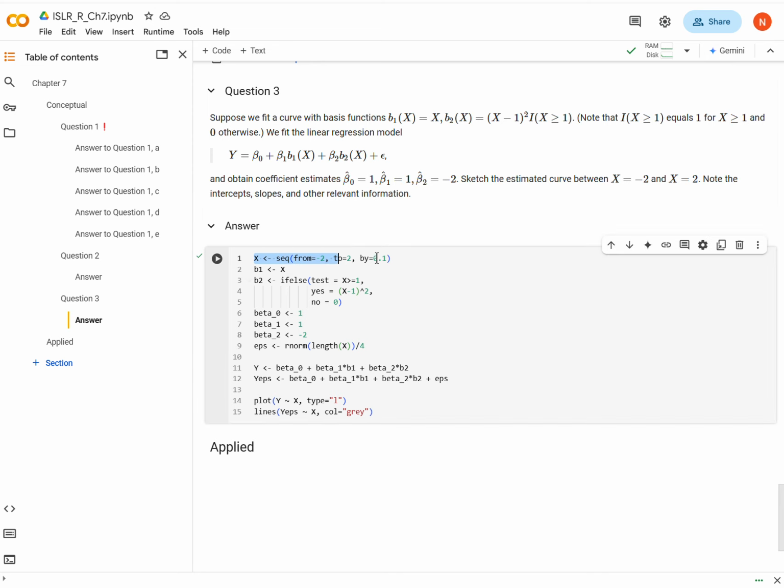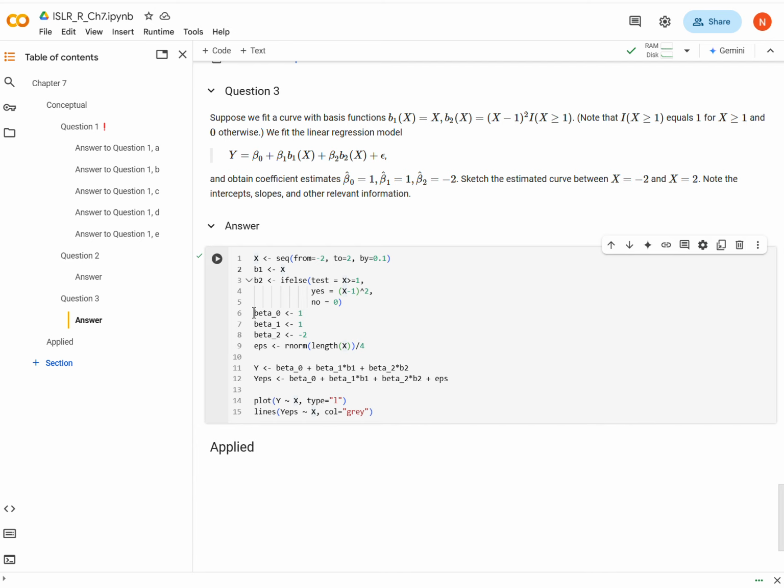So I'm creating a bunch of x values from negative 2 to 2, increasing by a tenth. Then we have that basis function 1 is just x, and basis function 2 is (x - 1)² if else, whenever x is greater than or equal to 1, and it's 0 otherwise.